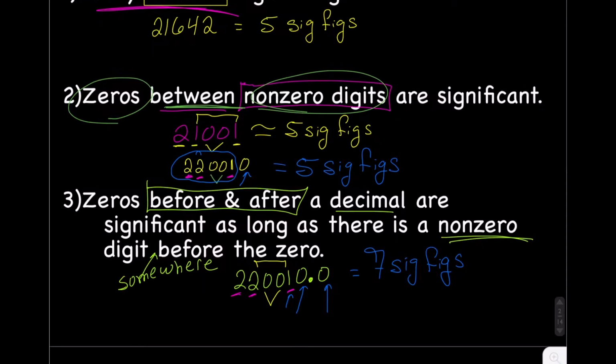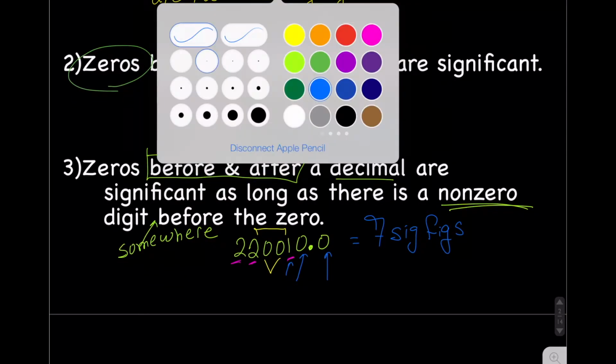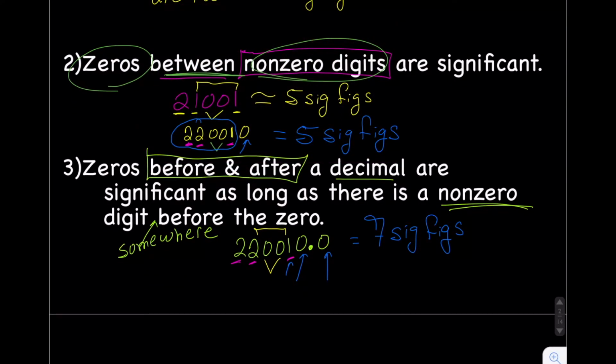Now, if we change this number up a little bit, let's just do this. 2, 0, 0, 0, 0. Okay. Written as is, how many sig figs do we have? Well, the only significant digit is this 2, and that gives us 1 sig fig.